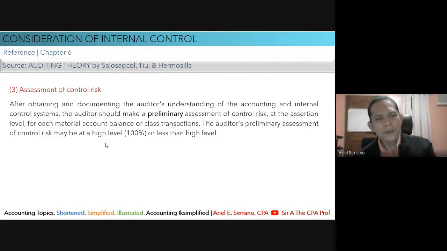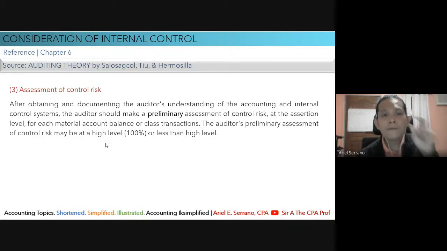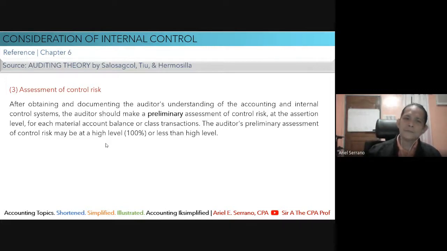Basahin ko muna ha. After daw makapag-obtain tayo at makapag-document ng understanding ng accounting and internal control system, si auditor should make a preliminary assessment of control risk at the assertion level for each material account balances or class of transactions. Sabi dito, yung preliminary assessment daw ng control risk may be at high level, which is 100%, or less than high level. At high or at less than high.